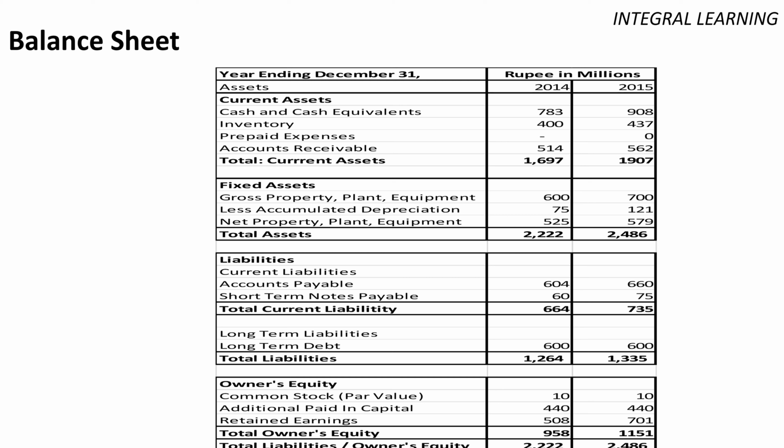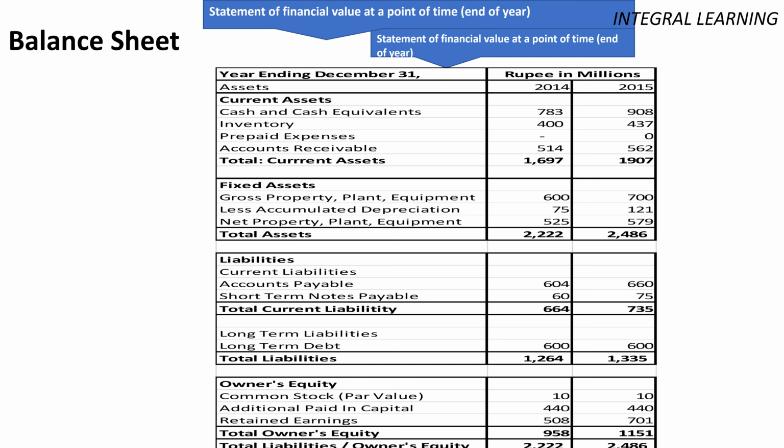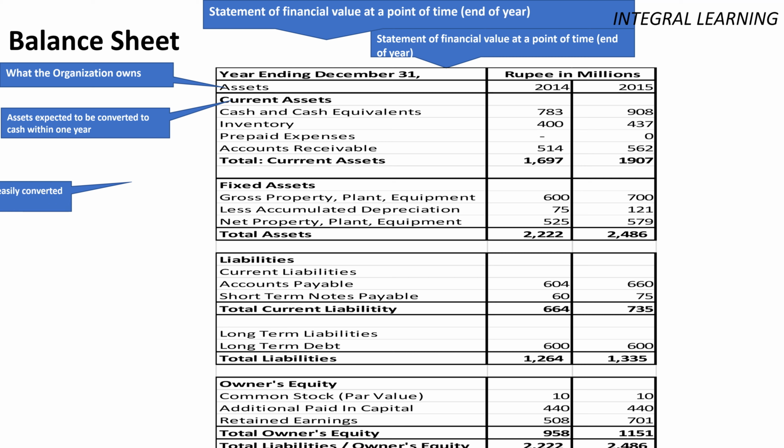Assets include two types, current assets and fixed assets. The assets which are expected to be converted to cash within 1 year are called current assets, which include cash and cash equivalents, inventory, prepaid expenses and accounts receivable. Fixed assets are long-term assets not easily converted to cash, which include gross property, plant, equipment, less accumulated depreciation, and these both conclude the total assets.